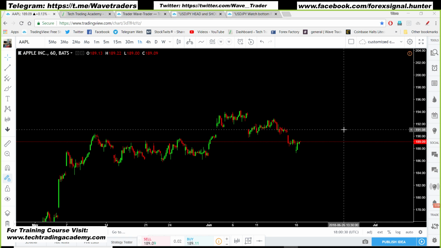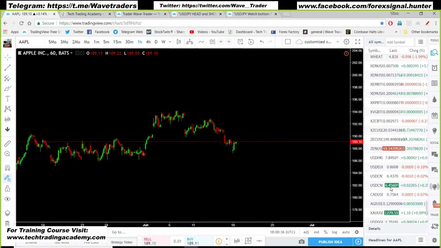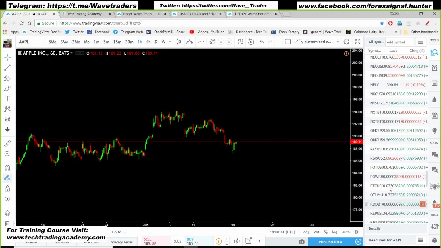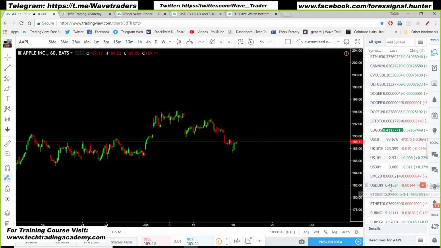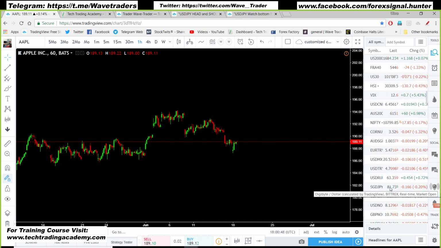Okay, any other? So dollar Mexicano is just pushing for upside in my opinion. If I'm not wrong, dollar Mexicano is just pushing for upside. Let me look at that chart.